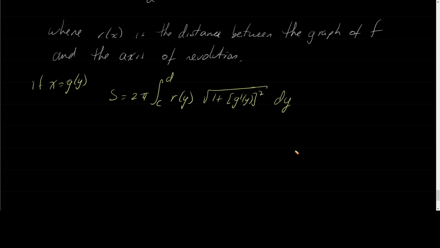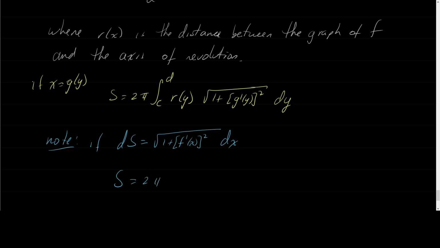Now in here, I do want to mention something real quick. In general, I'll make a note here. So note, if ds is equal to the square root of 1 plus the quantity f prime of x squared dx, then the surface area here is 2 pi integral from a to b of r of x ds, our radius function times this statement.